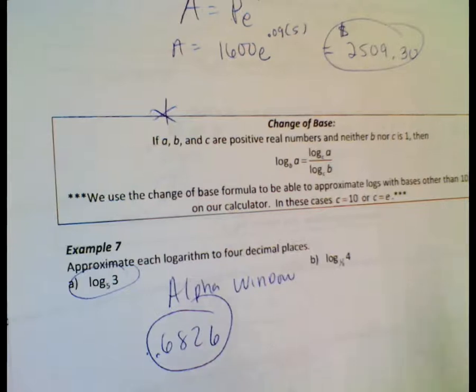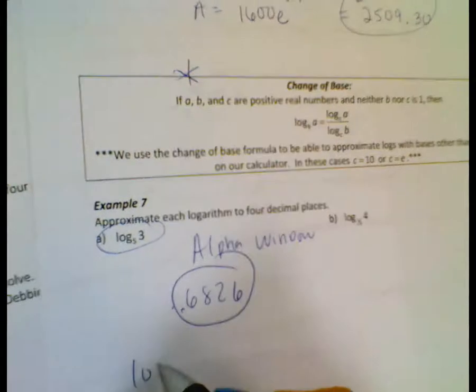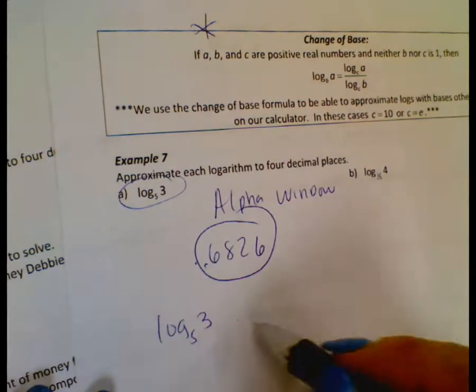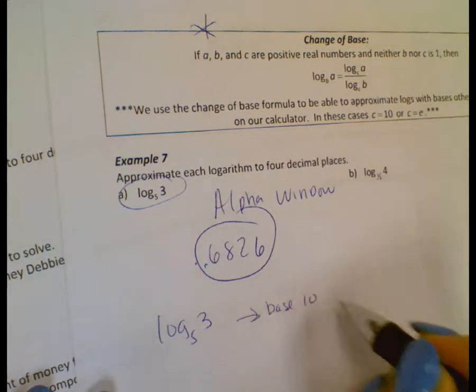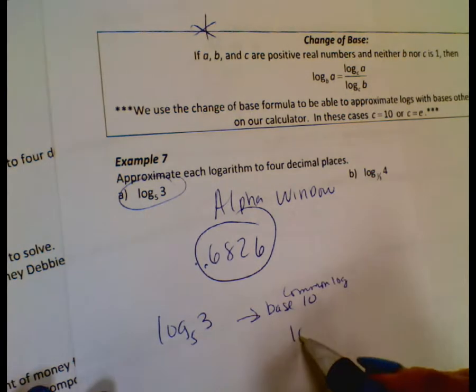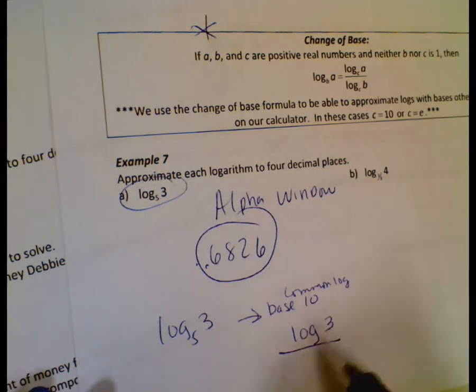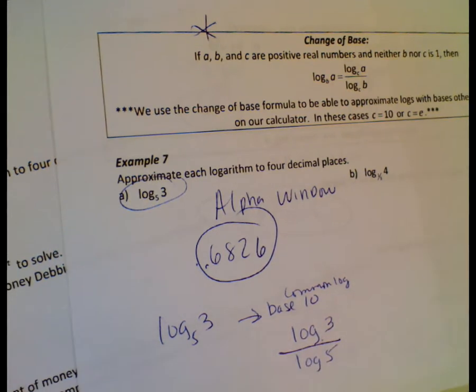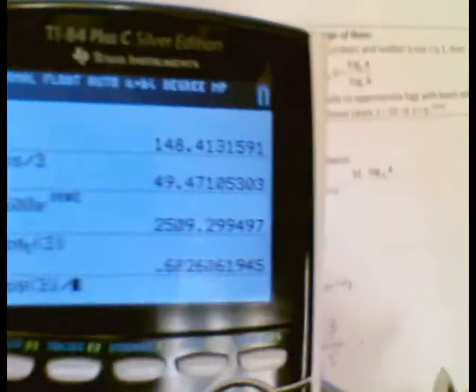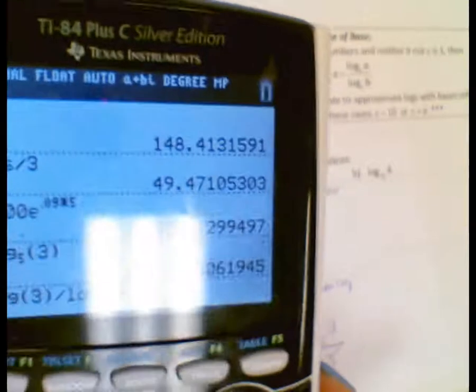Now, for those people that have an old calculator, you do need to know the change of base formula. So if you have this problem right here, change of base means we're going to change it to base 10. To go to base 10, that means our common logarithm, which means we want to use our calculator. You change it to log 3, which is actually base 10, but you don't see the 10, divided by log 5. How you punch it in: you press log 3, close your parentheses, divided by log 5. You get 0.6826, same answer.